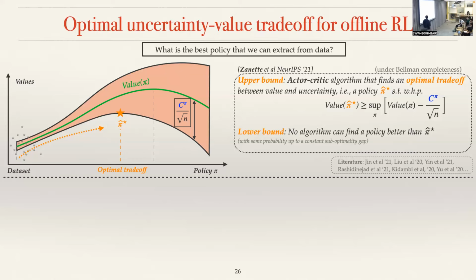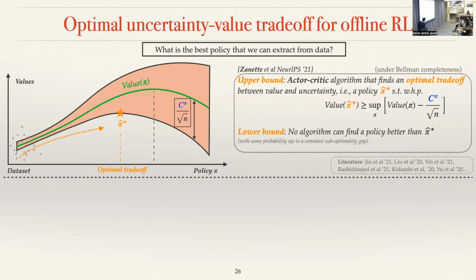One algorithm should return with very high probability the best trade-off between the value of the policy that it returns and its uncertainty, which essentially amounts to finding the point with the highest lower bound. In a sense, offline reinforcement learning, the one that you've also seen in the class, in some way they try to get to this optimal trade-off.